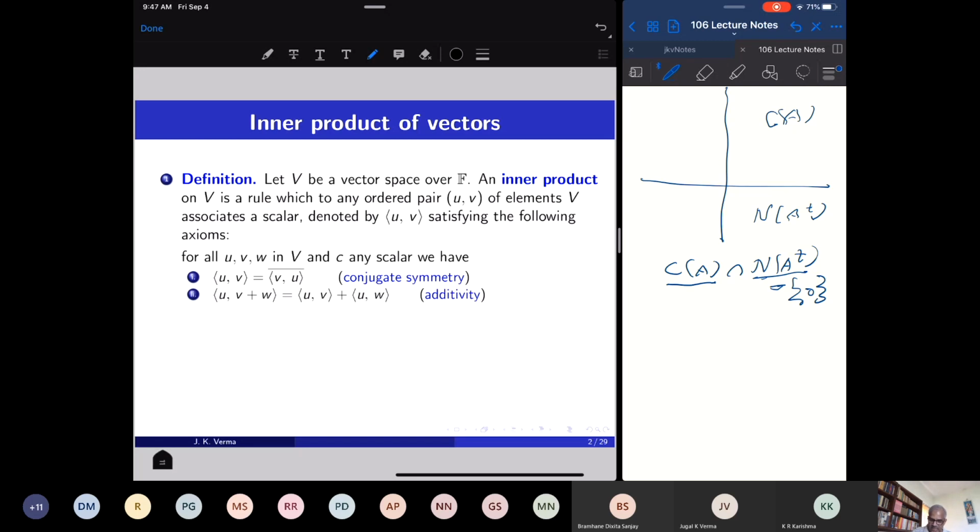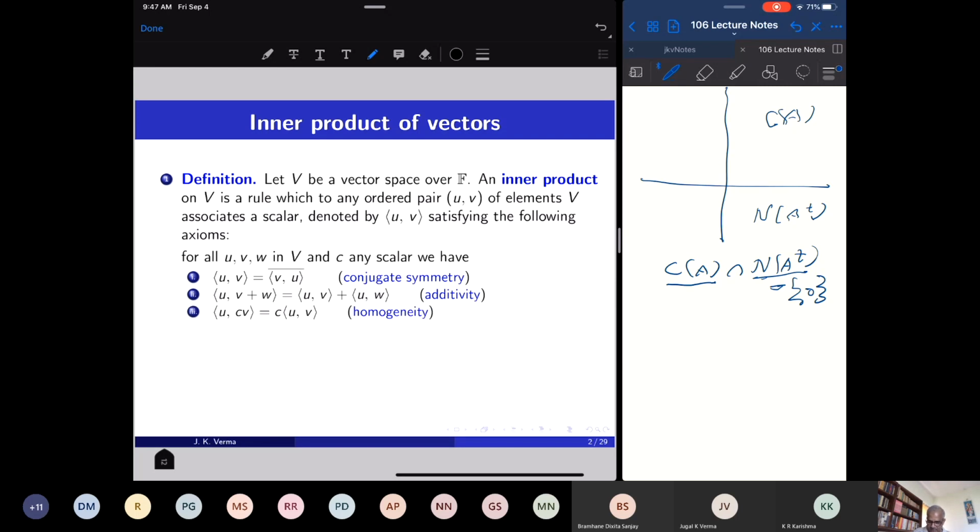Then the inner product is linear in every component. The inner product of u and v plus w is the inner product of u with v plus the inner product of u with w. And if you use the first axiom, it will imply that it is also linear in the first component. So it is a bilinear operation. It is linear in every component. When you add vectors, addition of vectors is respected by the inner product. This is called additivity.